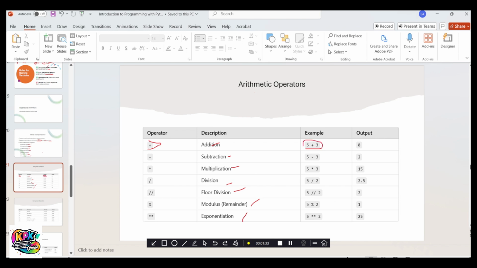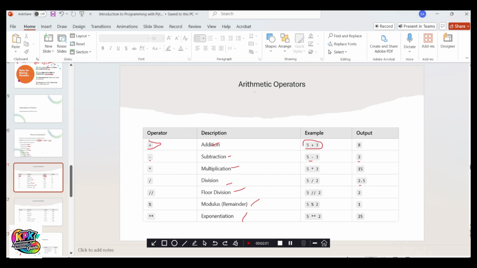You have the subtraction operator, which is basically taking a number from another number, or taking something from a variable. So 5 minus 3 in Python is going to give us 2. We have the multiplication also, 5 times 3 gives us 15. We have the division operator, so 5 divided by 2 gives us 2.5.